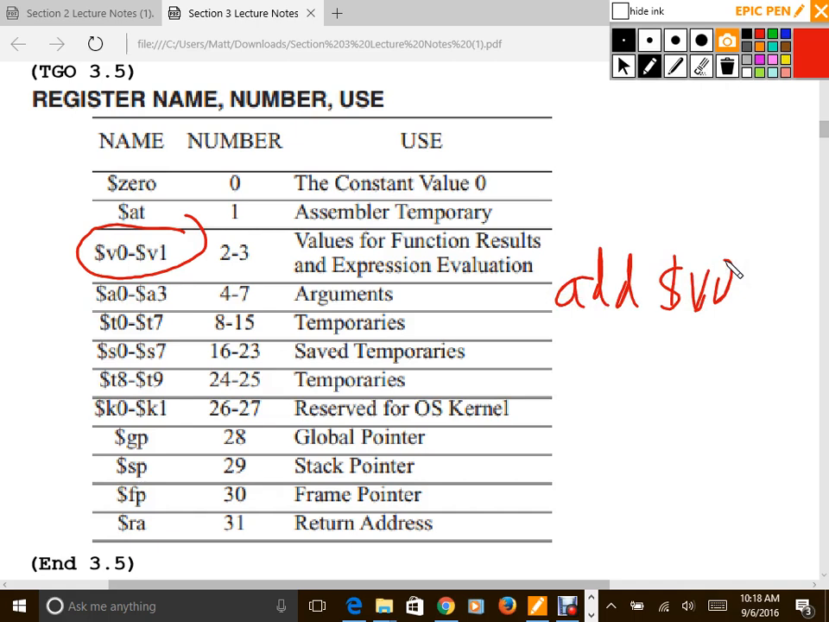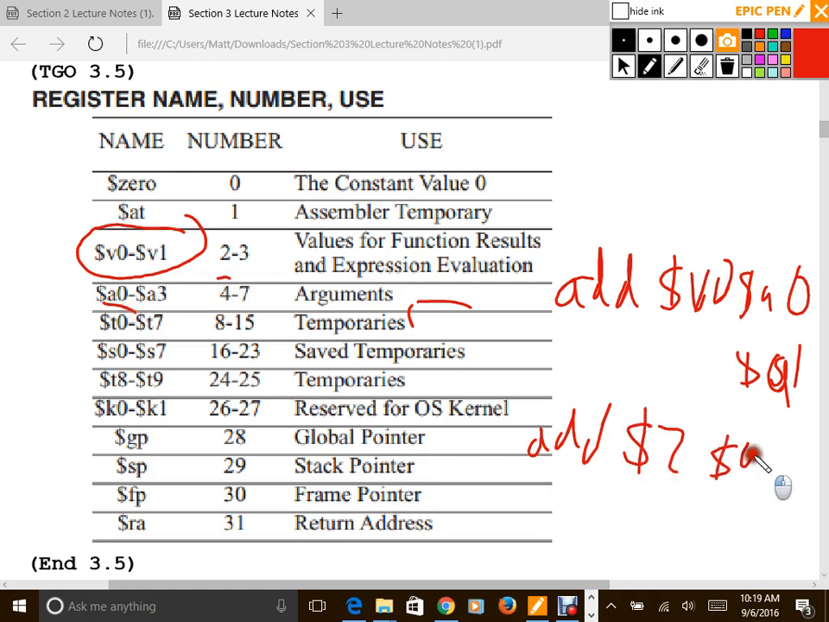And here we have arguments a0 through a3. So a0 would be our argument a, and we pass that to the function. If we pass two arguments, a0 and a1, that would be the same thing as add. So v0 is 2, that would be register 2, a0 is register 4, and a1 is register 5. So that's what's physically going on there.